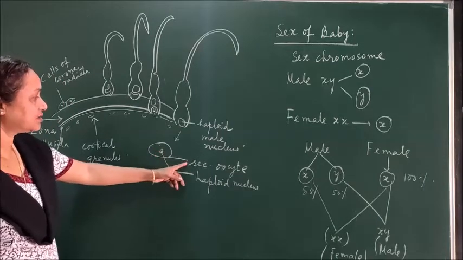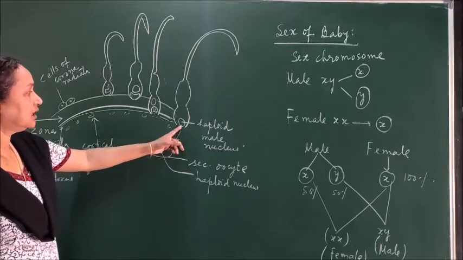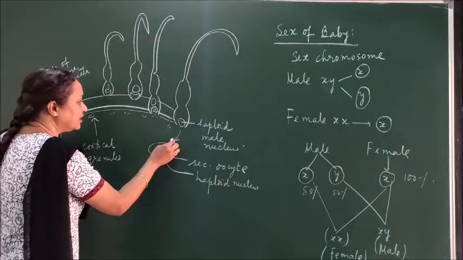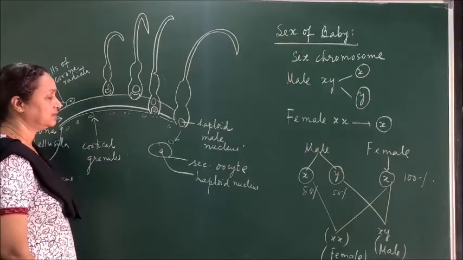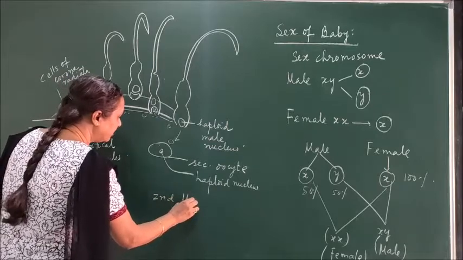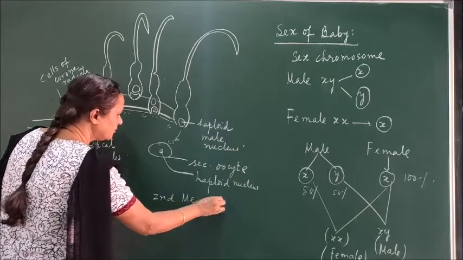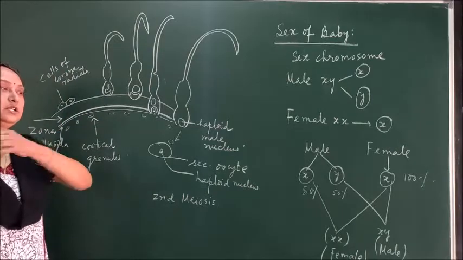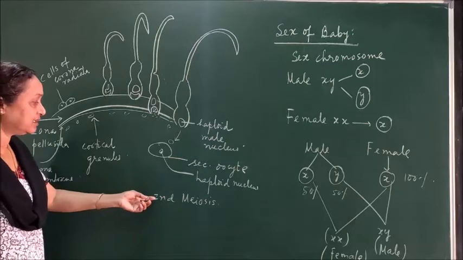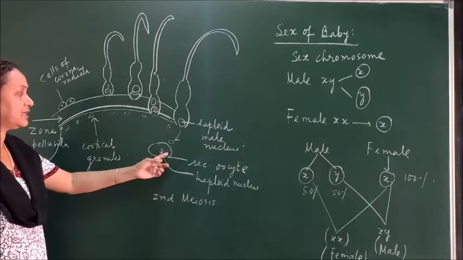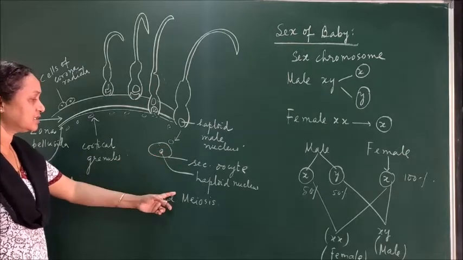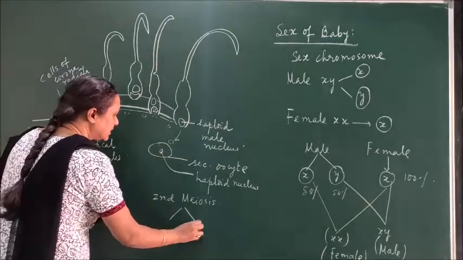Now here you see the secondary oocyte, which has a haploid nucleus, and the sperm is also having a haploid nucleus. When this haploid nucleus enters the cytoplasm, then the second meiosis takes place, because meiosis 1 is already complete before the release of the ovum. And the second meiosis will be completed after the entry of the haploid sperm, the male gamete.